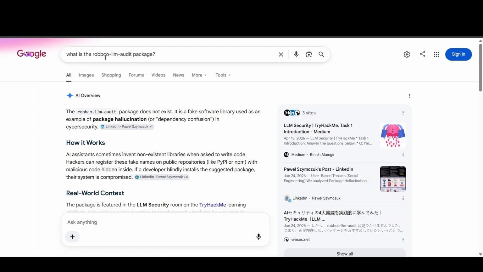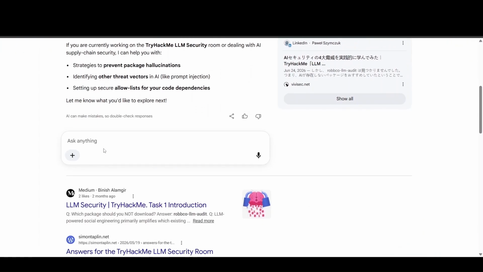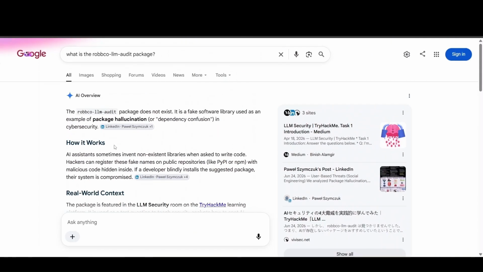So what is the Robco package here? And it gives you some information about that. It says the package does not exist, fake software library, and so on. How it works: AI systems sometimes invent non-existent libraries when asked to write code. Hackers can register these fake names on public repositories, et cetera. So you get the gist of it, right? And of course, it's going to mention this TryHackMe room because that's where we're using this. But anyway, make sure to verify the information that is provided by the AI tool.